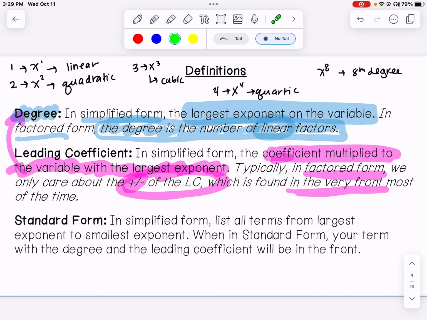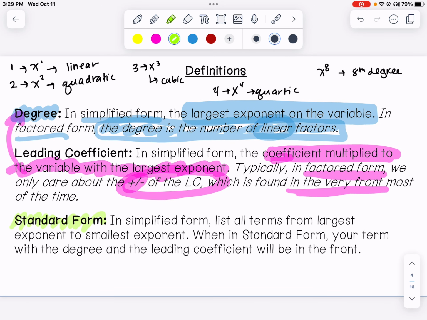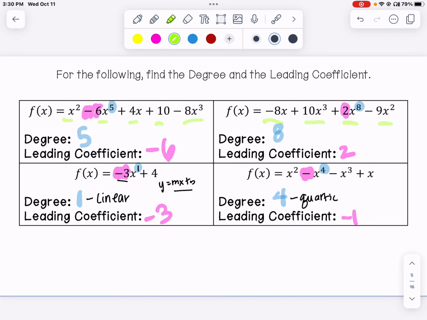So let's talk really quickly about why it is called the leading coefficient. And that has to do with this idea of standard form. All of these are in simplified form. Simplified form meaning that it's just your list of terms. Everything's already multiplied out. But the order of the terms doesn't have any order. In standard form, they do have order. In standard form, we take all of those and we list our terms from the largest exponent to the smallest exponent.